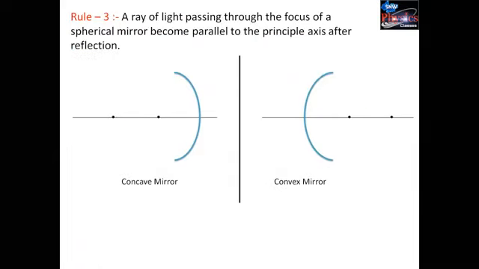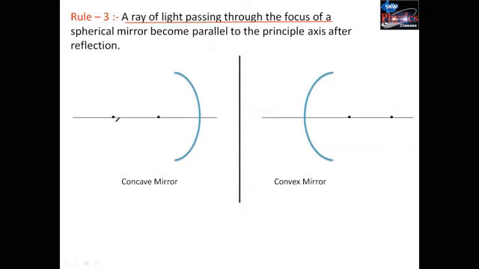Now, the third rule is a ray of light passing through the focus. It is just the opposite of the first rule. ठीक है? First rule के opposite है. उसमें क्या हो रहा था कि parallel ray was coming and it was falling on the focus after reflection. But इसमें क्या है कि focus से light rays जो है वो pass हो रहे हैं और after reflection it becomes parallel to the principal axis. How? Let us see here.